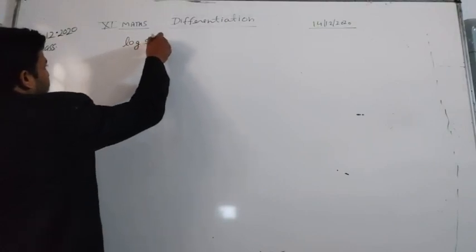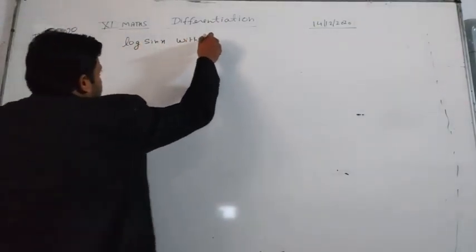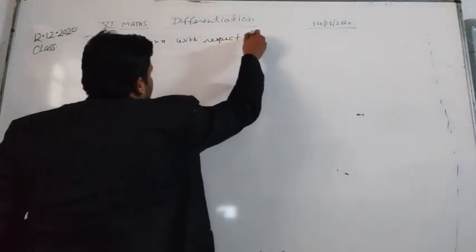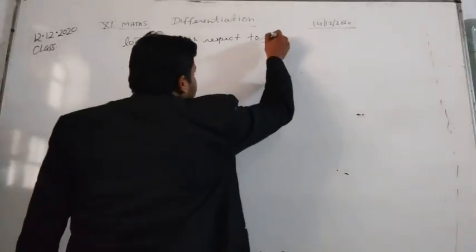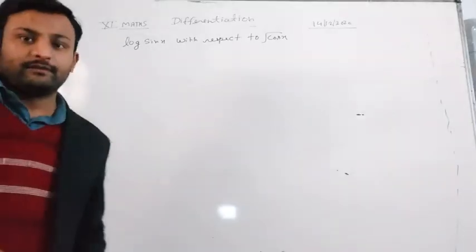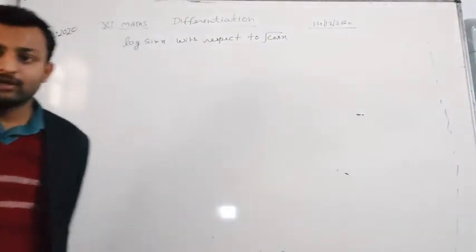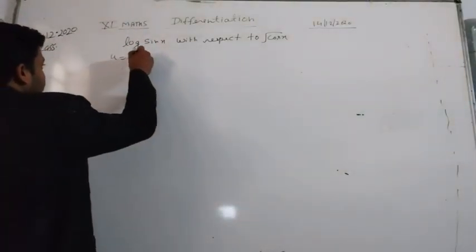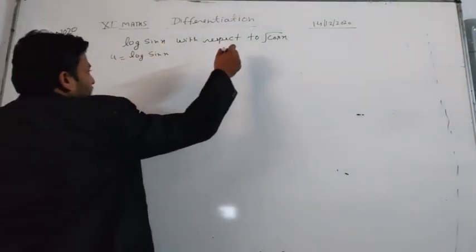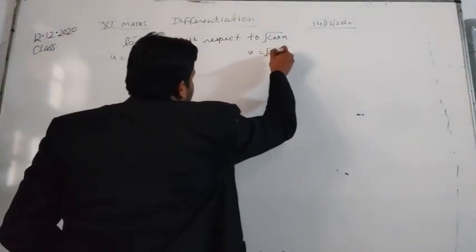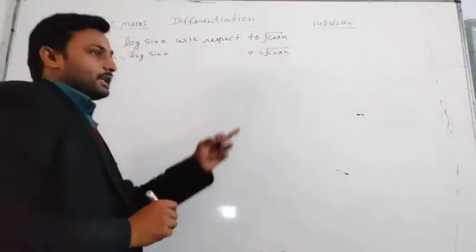Differentiate log sin x with respect to root cos x. Okay, students, we have to differentiate this log sin x with respect to root cos x. So first what we will do, we will take this as our u and this as our v. First we let the first term be u and the second term be v.